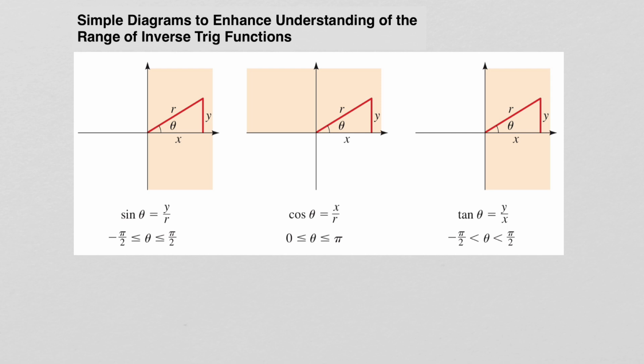we know that the angle theta must be an angle between pi over 2 and negative pi over 2. For the inverse cosine function, theta must be an angle between 0 and pi. And for the inverse tangent function, theta must be between pi over 2 and negative pi over 2.